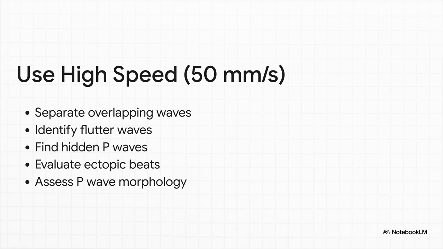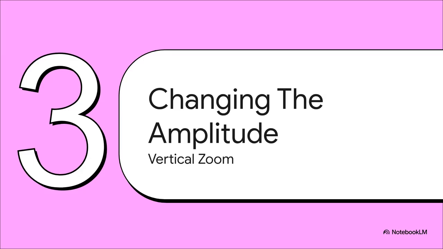You know, this one adjustment is incredibly powerful. Are there flutter waves hiding in there? Is there a P wave buried inside a T wave? Increasing the speed is your absolute go-to move. It brings those hidden patterns right out of the shadows, and it can turn a totally confusing ECG into a confident, clear diagnosis. Great. So we've got the horizontal zoom down.